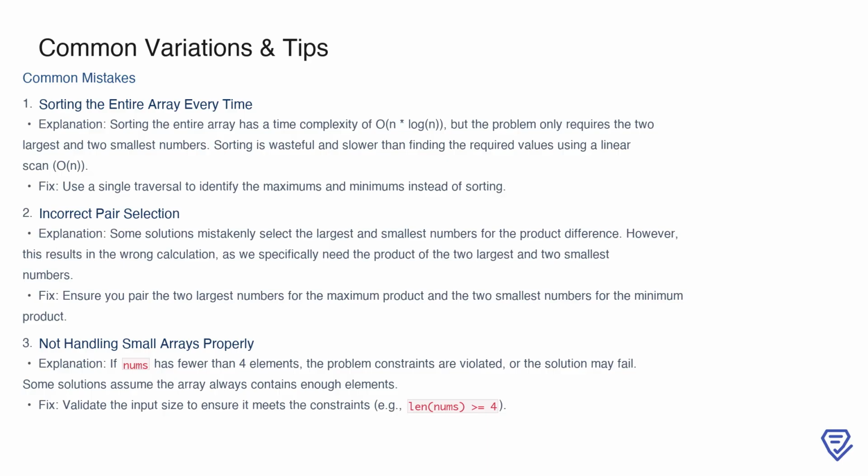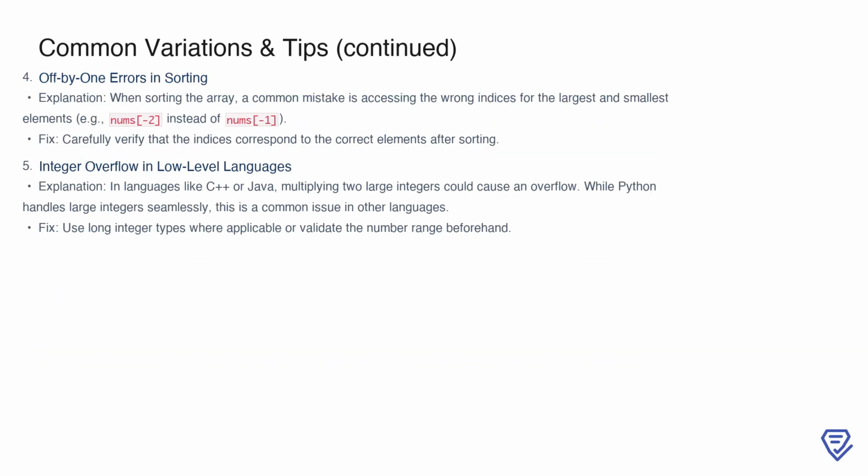Another common issue involves off-by-one errors when sorting the array. For instance, after sorting, some solutions mistakenly access the wrong indices, like using nums[-2] instead of nums[-1], which could lead to selecting the wrong numbers for the calculation. This can completely throw off your results, so it's crucial to double-check that your index references are correct after sorting.